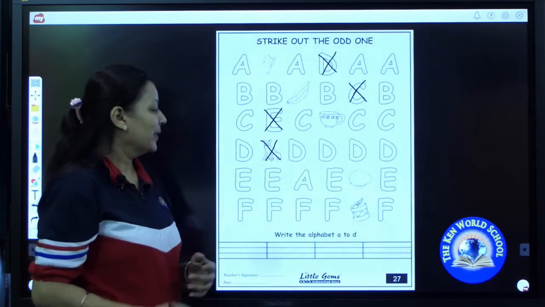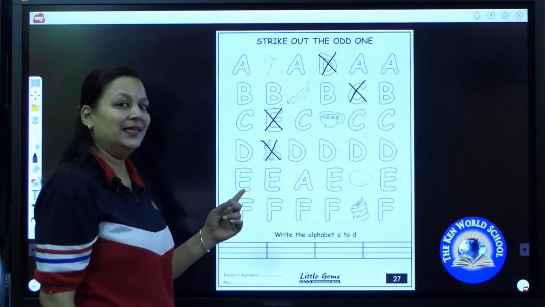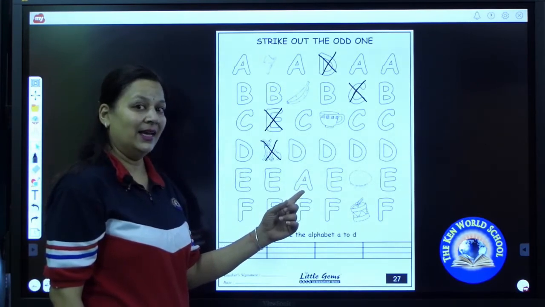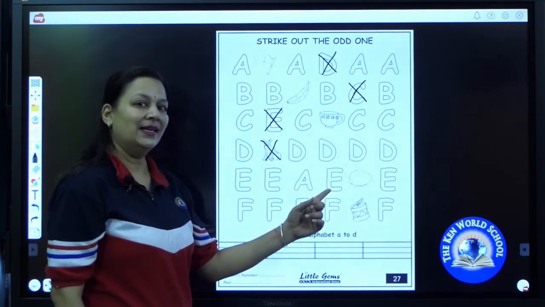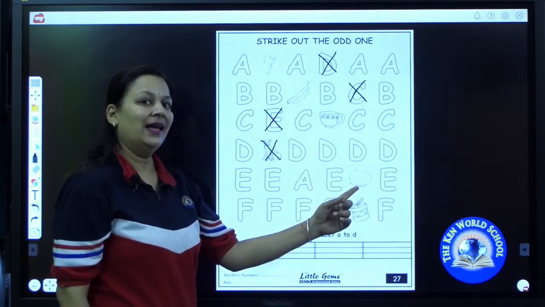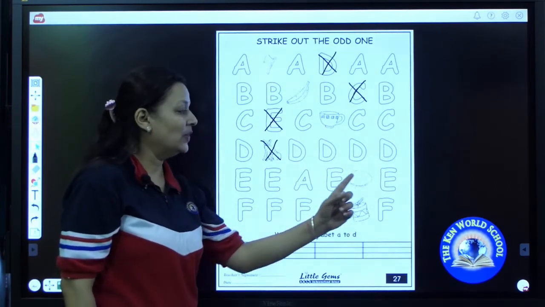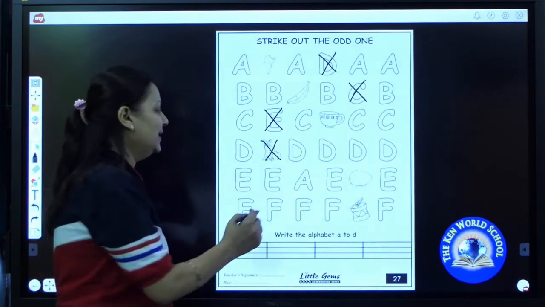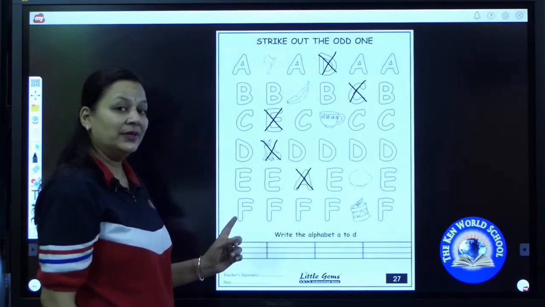Great. Now come to the next row. Which letter is this? E. E says eh. Which letter is this? A. A says a. Which letter is this? E. E says eh. E as in egg. Again it's E. Now this is the row of E. Which is the different one? Yes, it's A. So put a cross over it.